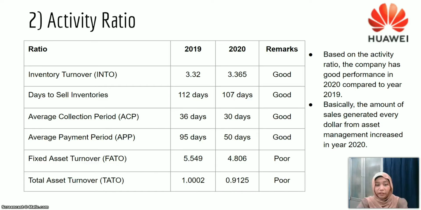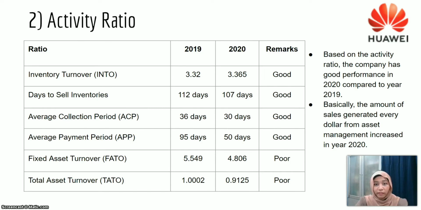which shows that the company has a good performance. The next one is the average payment period, which is APP. It shows how many days the company takes to pay its debt to creditors. So shorter days are more favorable. The formula is accounts payable divided by cost of goods sold times 360 days. In 2020, the company managed to pay its debt in 50 days only, while in 2019 the company takes about 95 days to pay its debt. So we can see that there's a 45 days difference in 2019 compared to 2020. Thus, the company shows a good performance.